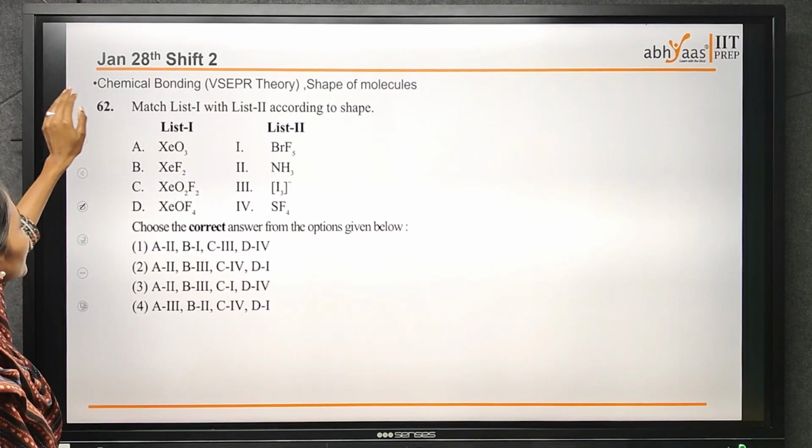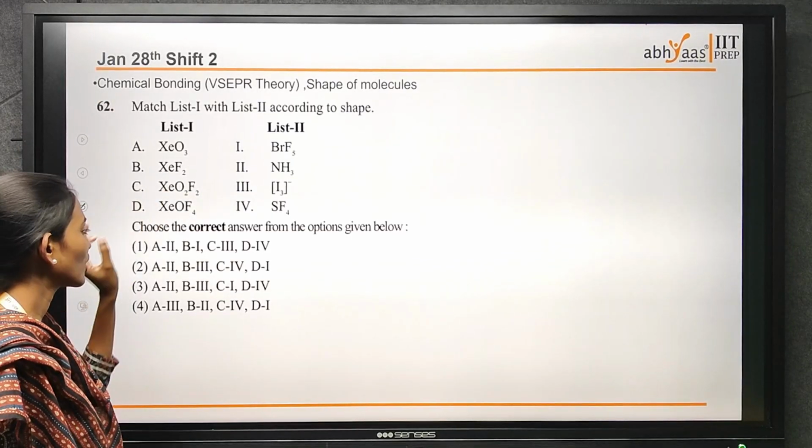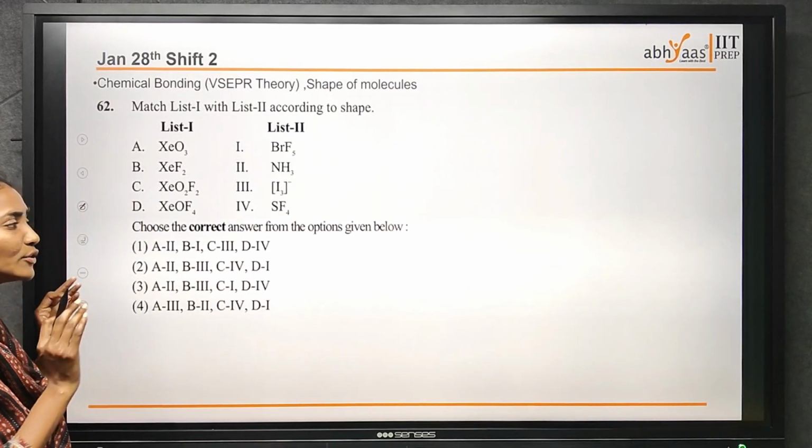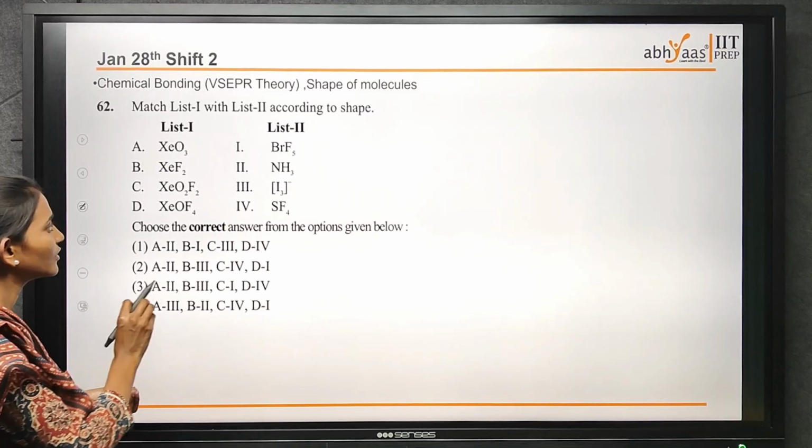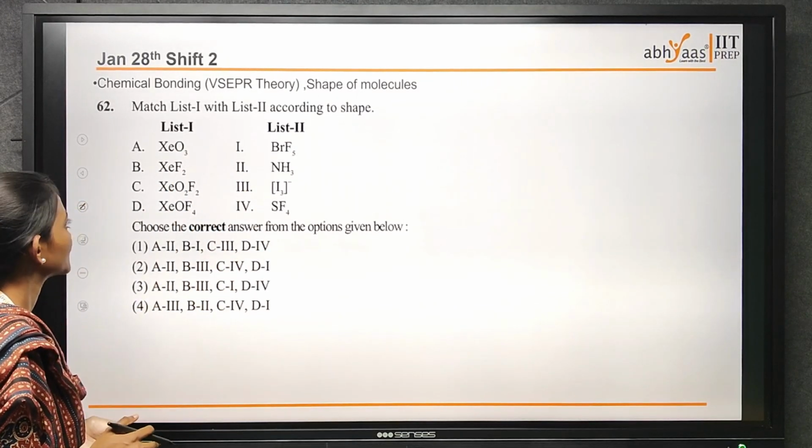Moving on to the next question from chemical bonding, they are asking to match the following. Matching means that if you know options 1 and 2, you can answer easily. You need not know all the options, right?